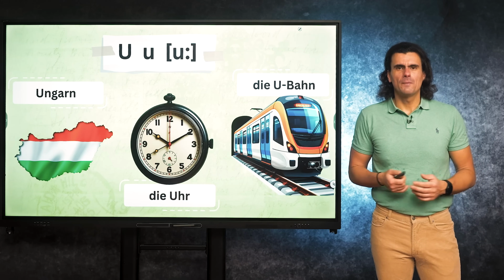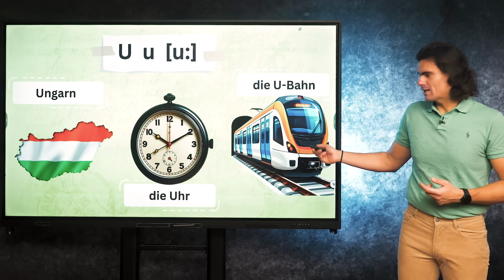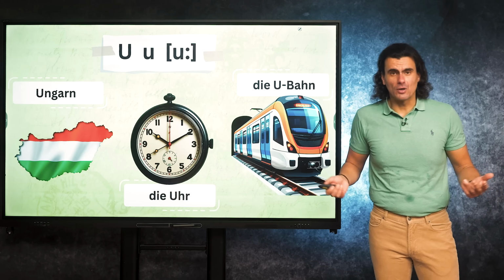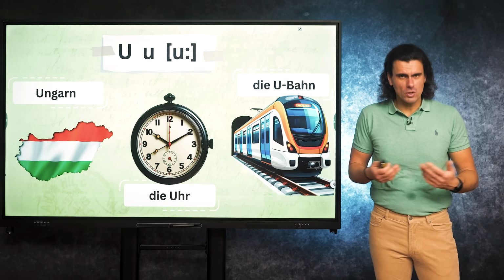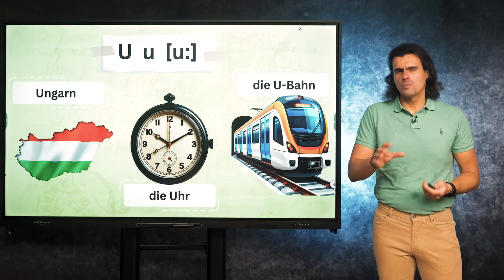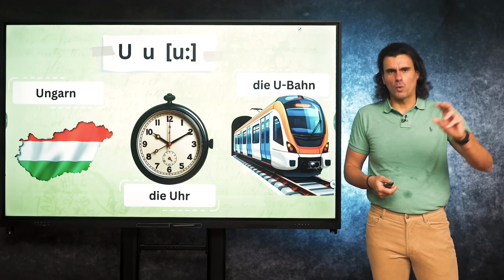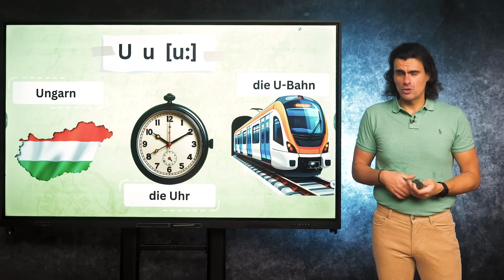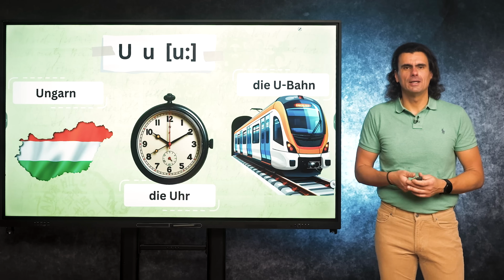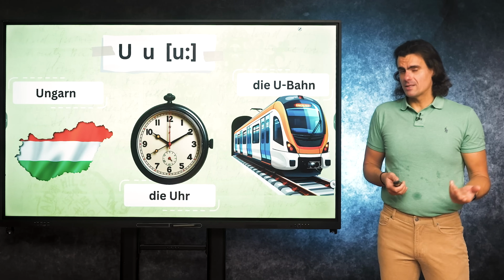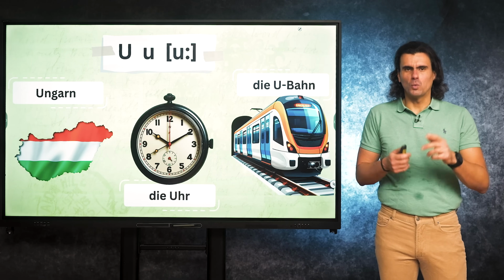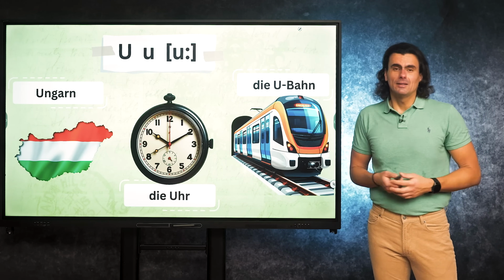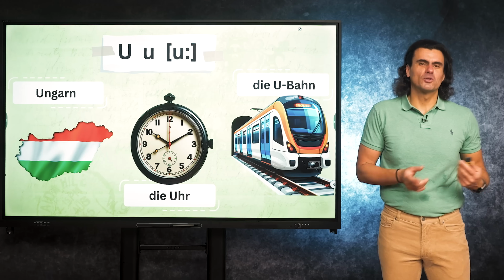Das U, die U-Bahn, das hier ist eine U-Bahn, which is the underground. Die Uhr. The Uhr is some sort of watch or a clock. The Germans don't really distinguish so much between watch and clock. Pretty much everything which tells you what time it is could be called die Uhr. For instance, if you want to know what time it is, the Germans don't ask what time is it. They ask what watch or what clock is it.